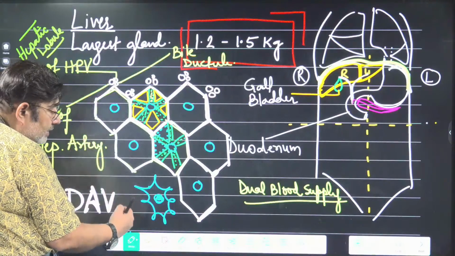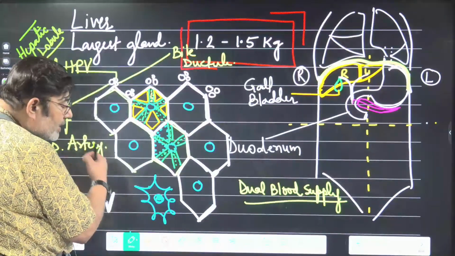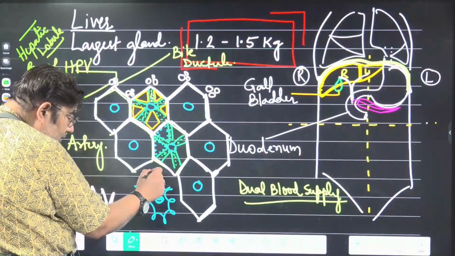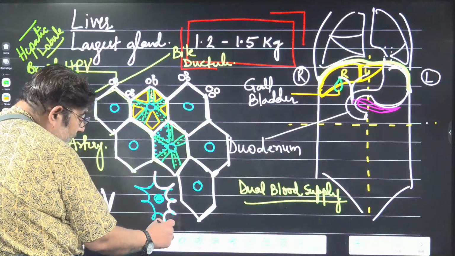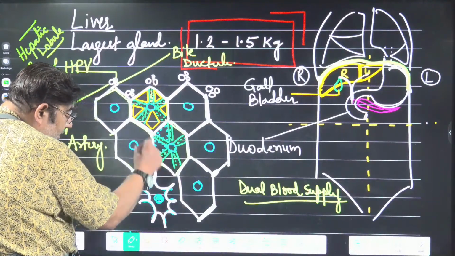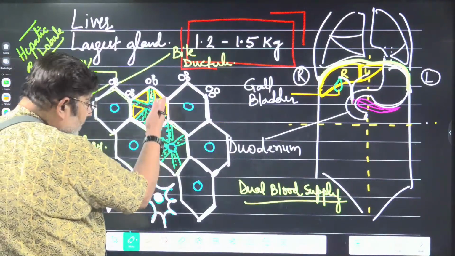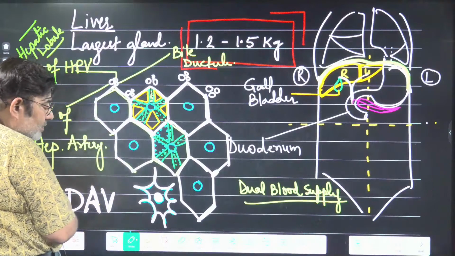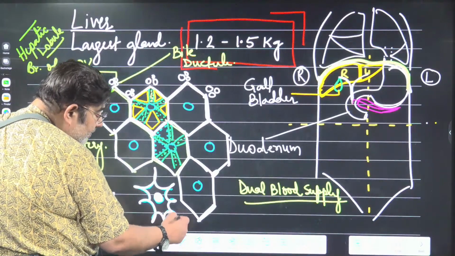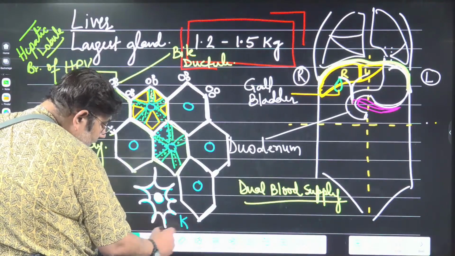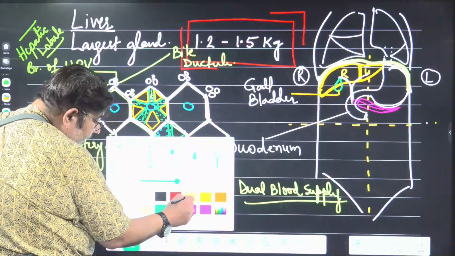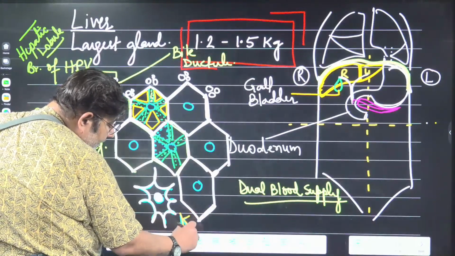So what are these? These are the macrophages. By the word large only, you get a hint that these are macrophages. They are large, star-shaped cells lining the hepatic sinusoids, and they are hepatic macrophages. They are also called Kupffer cells.